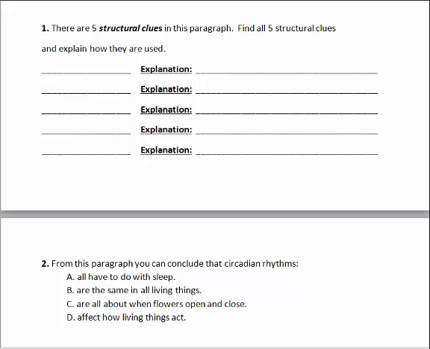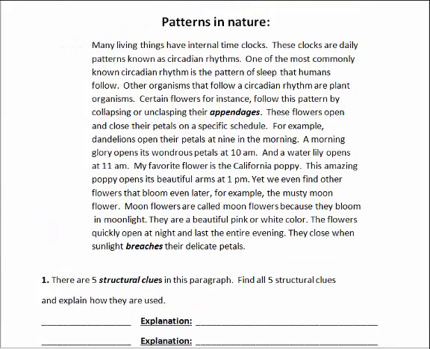Let's come over here. We're going to take a look at problem number 1. Problem number 1 deals with this lesson, structural clues. There are 5 structural clues in this passage. Let's go ahead and search them out. We're going to find the word, write it here, and then we're going to give a quick explanation of what it's doing. Let's get started. First things first, get the red pen out.